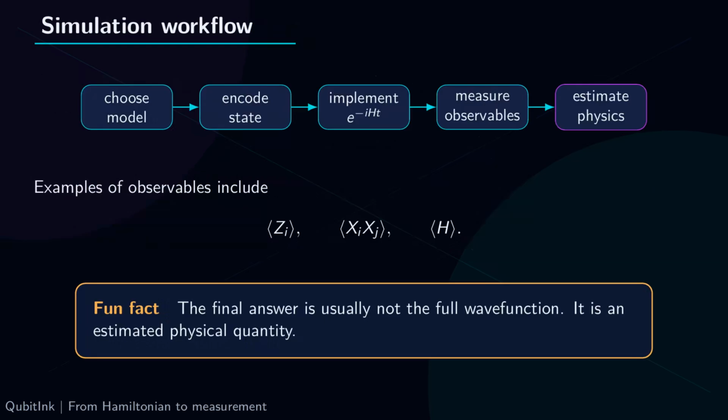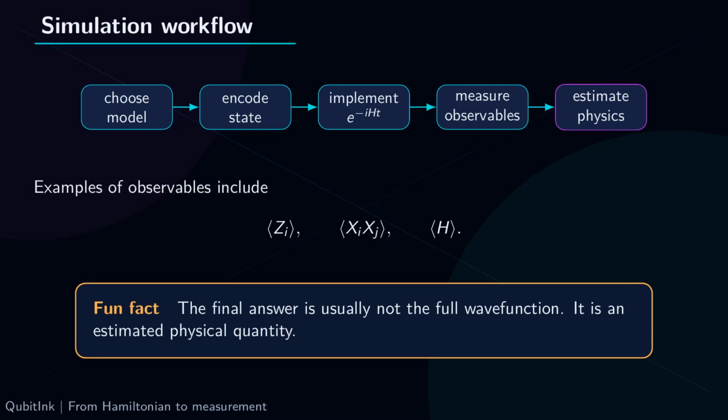The simulation workflow has 5 steps. First, choose the physical model. Second, encode the state into qubits. Third, implement the time evolution operator e^{−iHt}. Fourth, measure observables. Fifth, estimate the physical quantity of interest.